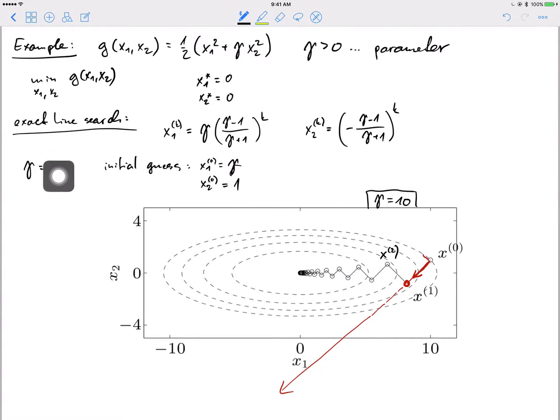And by the way, this zigzagging path, that's exactly what this minus here means, right? Because what is this gamma minus 1 divided by gamma plus 1? By the way, that's also why we wrote it in this form, right? Look at this thing. That's the same in both expressions. There is a gamma minus 1 divided by gamma plus 1, right? If gamma is 10, then this is 9 over 11, right?